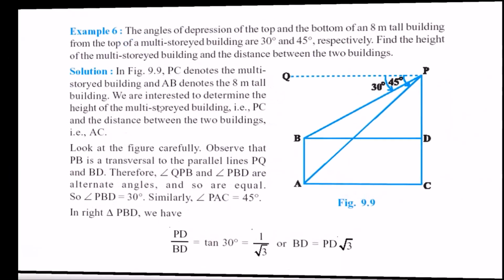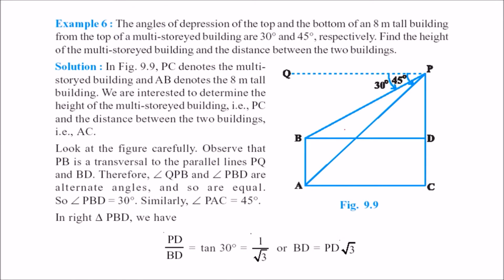Now we have the angle of depression of the top and bottom of an 8 meter tall building from the top of a multi-storied building. So this is a multi-story building. This is an 8 meter tall building. The angle of depression of the top is 30 degrees. The angle of depression of the bottom is 45 degrees. Now we have to find the height of the multi-storied building and the distance between the two buildings.